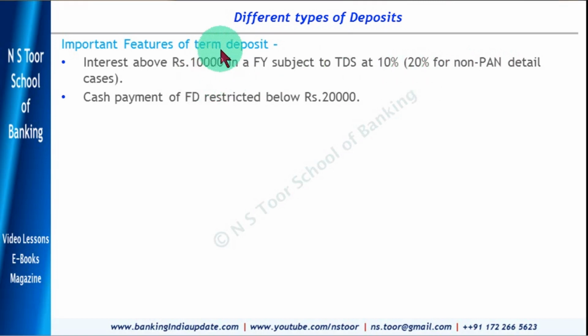Cash payment of fixed deposits. Friends, banks can make cash payment of fixed deposit also, but there is a restriction on the amount, and the amount should be below rupees 20,000. This means whenever the amount is rupees 20,000 and above, the repayment of fixed deposit cannot be made in cash. If it is made in cash, then there are provisions for penalty to be imposed by the Income Tax Department.